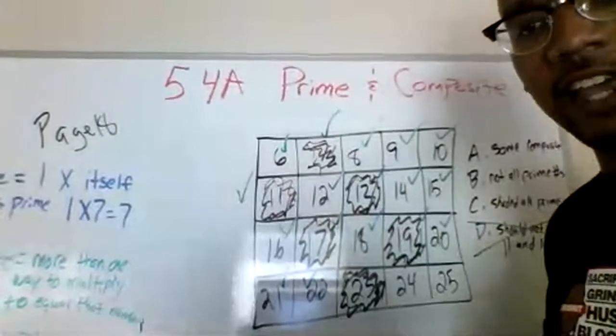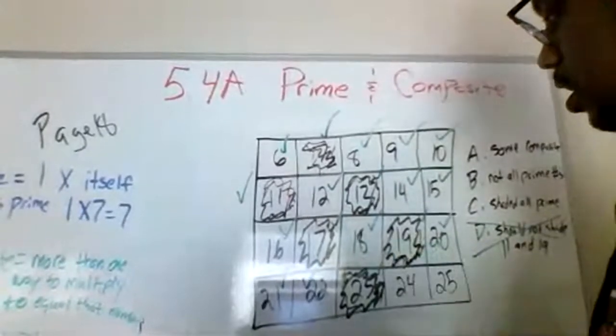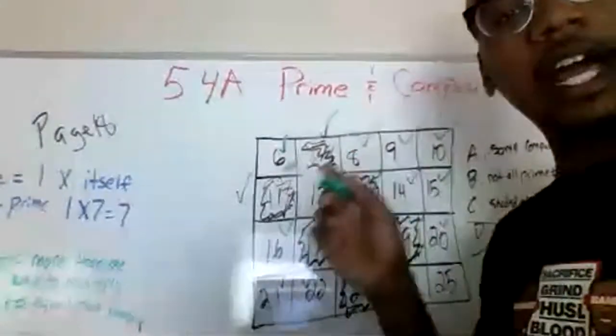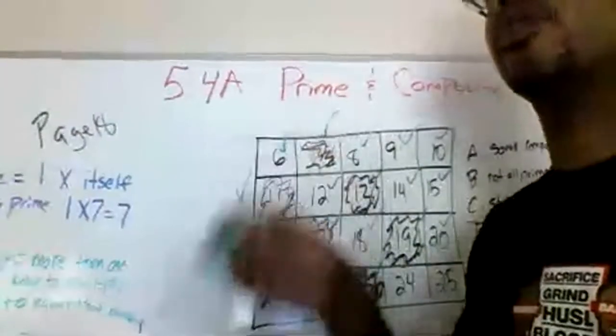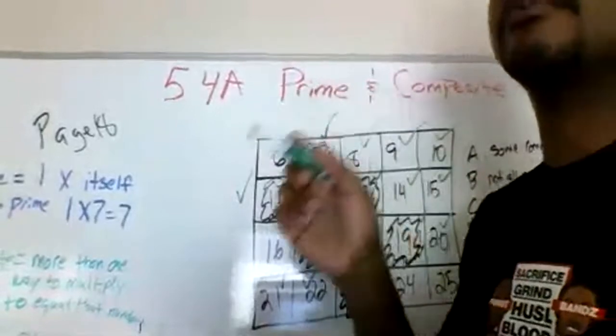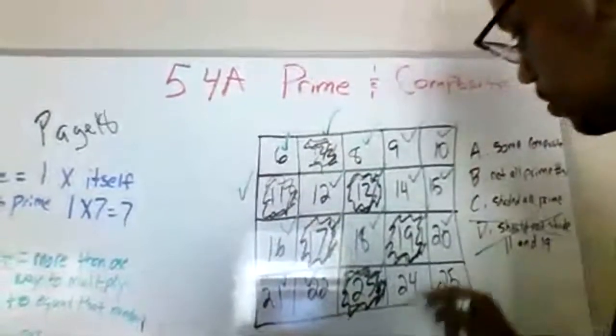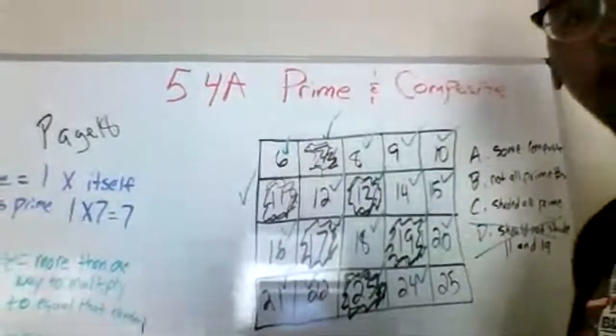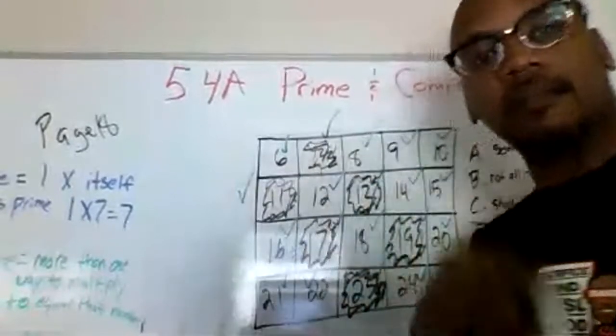23, I told you, is my favorite prime number. 24: 1 times 24, 2 times 12, 3 times 8, and 6 times 4. All right, and 25: 1 times 25 and 5 times 5.